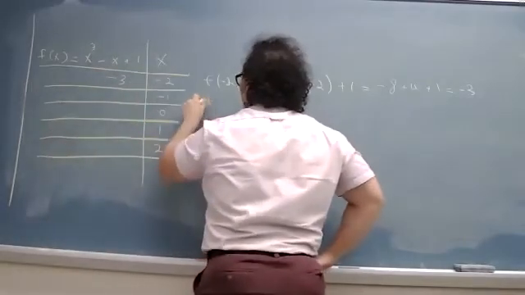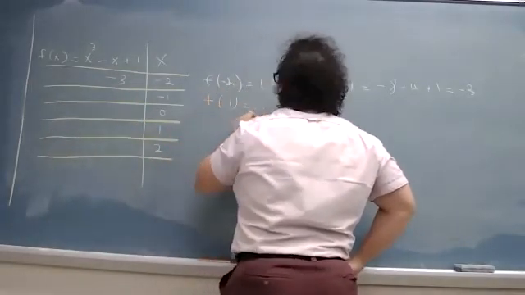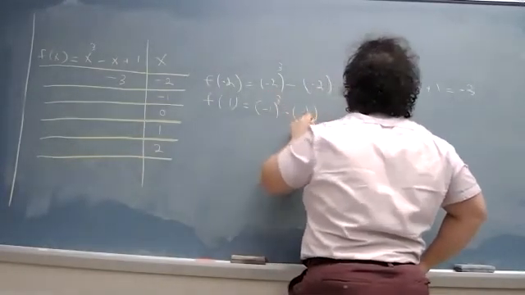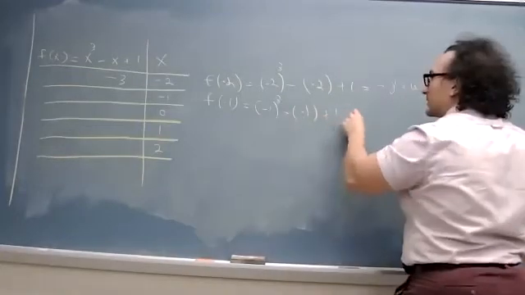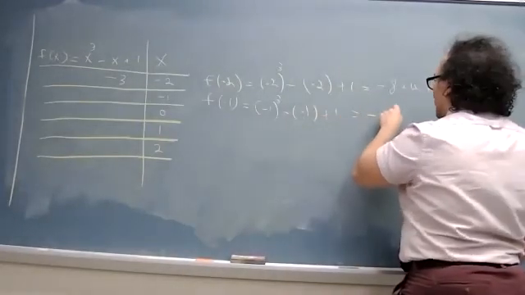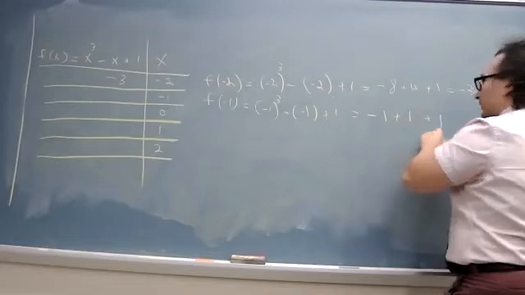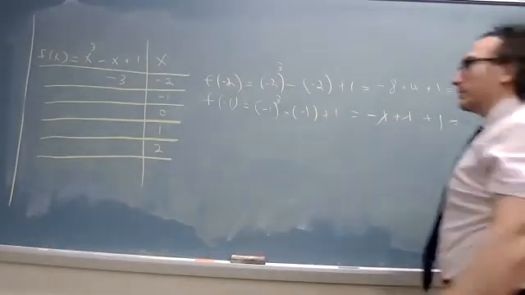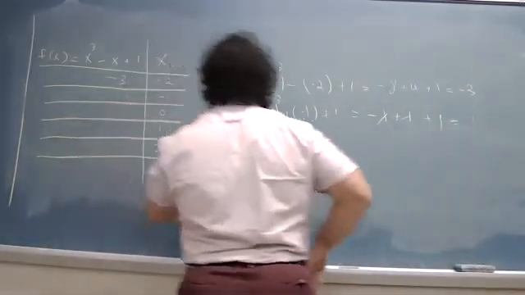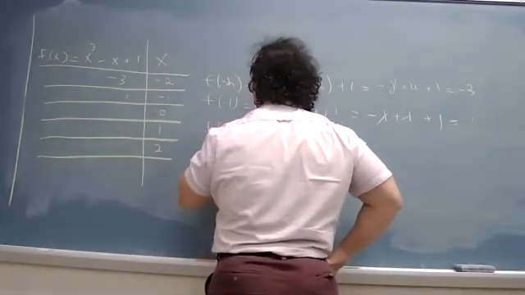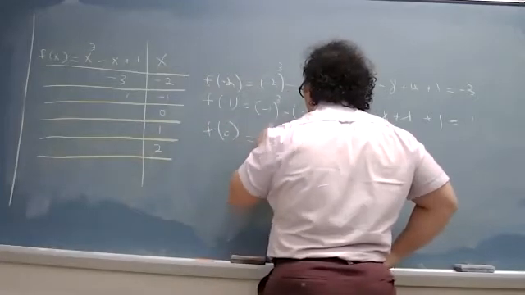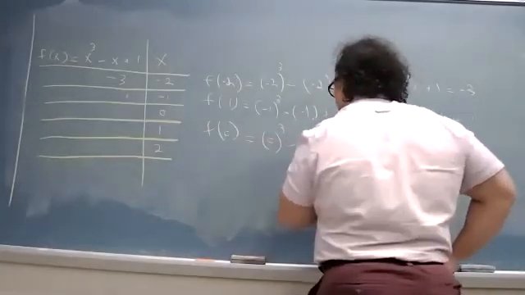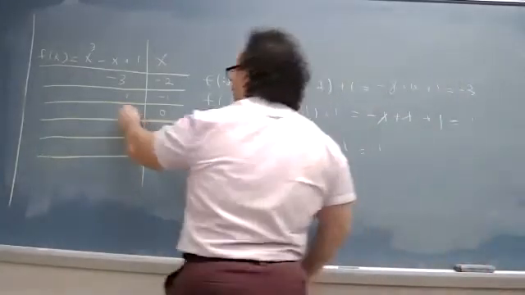What is f of -1? So that equals -1 cubed minus -1 plus 1. So this ends up equaling -1 plus 1 plus 1. So these -1s cancel. So I just get this equaling 1. Put a 1 right here. What is f of 0? Well, that's just 0 cubed minus 0 plus 1. So this is just 1, and I put a 1.